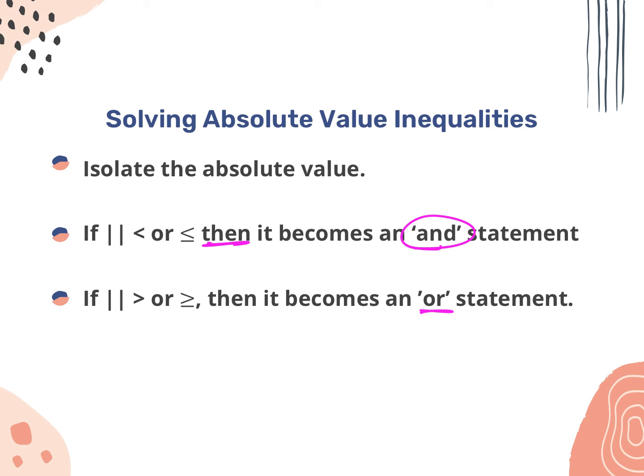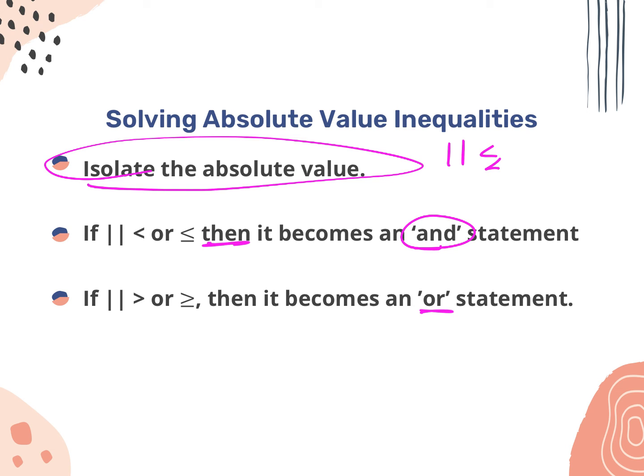So first, and this is important, isolate the absolute value. If there's a number added to it or subtracted from it, you have to move it. If there's a negative on the front, you have to divide or multiply by it. Then once the absolute value is on the side by itself, if it's less than or equal to a number, you're changing that to an and statement. If it's greater than or equal to a number, you're changing it to an or statement.